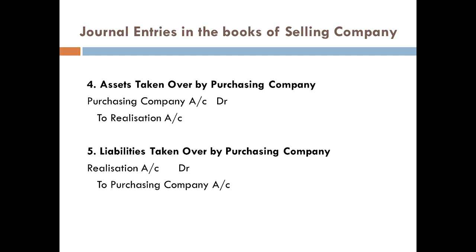So the next two journal entries that we are seeing now are the taking over of the assets by the purchasing company, where the journal entry is purchasing company account debtor to realization account. The next one is liabilities taken over by the purchasing company, where the journal entry is realization account debtor to purchasing company account.